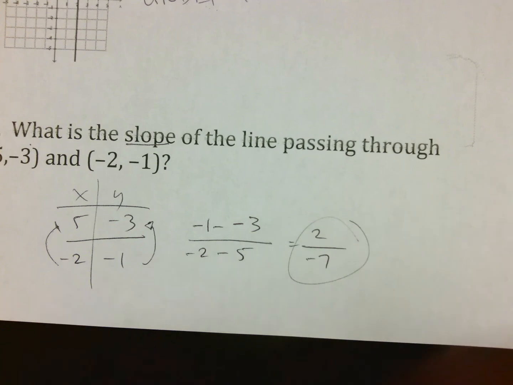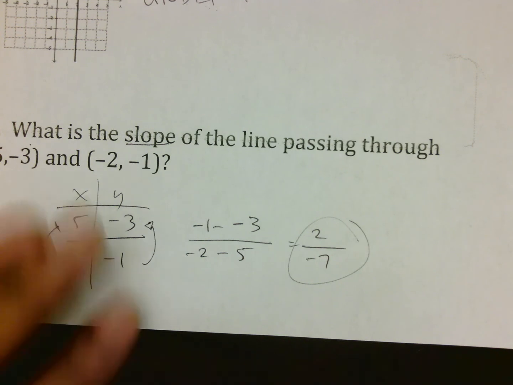Your slope on that would be negative 2/7. Again, the reason we know that is because it has one negative in it, which means that the whole fraction is negative. Alright.